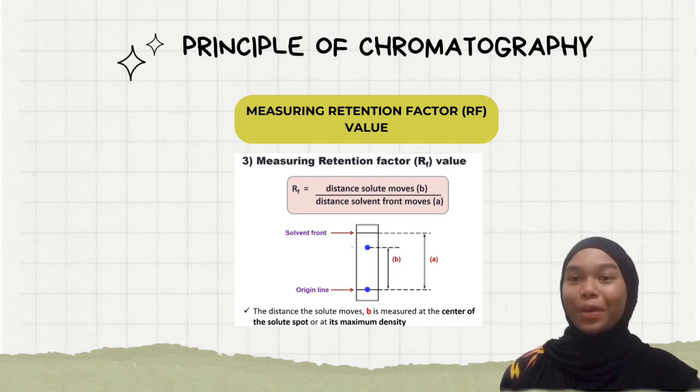For the third principle of chromatography, measuring the retention factor value: by looking at the picture, the distance the solute moves, B, is measured at the center of the spot or at its maximum density. By comparing the Rf value of the sample to that of standards, the identity of the sample can be determined. A sample with the same Rf value as the standard confirms the standard is present.